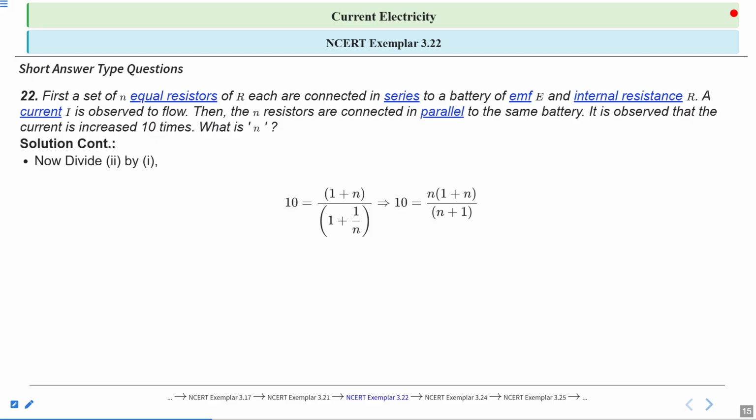Okay, now you can solve it. In the denominator, 1 plus 1 by n will go to the other side, and upon n, that n will go in the numerator. After solving, you can find this, which will become 10 equal to n times 1 plus n upon n plus 1. This 1 plus n and n plus 1 are the same, so they will cancel out. So n will come out to be n equal to 10. So there are n equal resistors that we are connecting in series and parallel. Okay, 10 equal resistors. Got it?